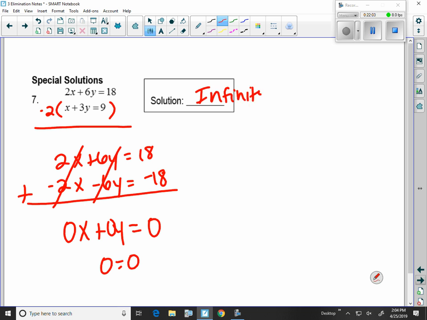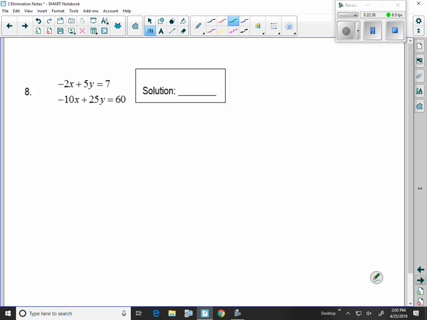What type of graph has infinite solutions? Yes, the ones that are the exact same line. The ones that sit on top of each other. So you can make a note there. If you were to graph that in Desmos, it would be the same exact line. You can probably guess what's going to happen in number 8. In number 8, we're going to have something very similar.